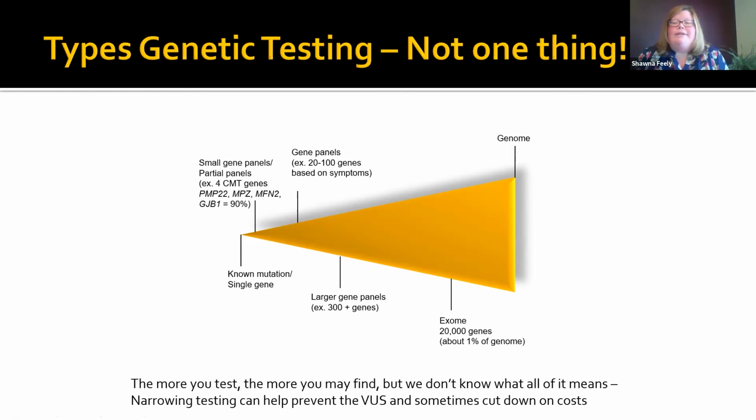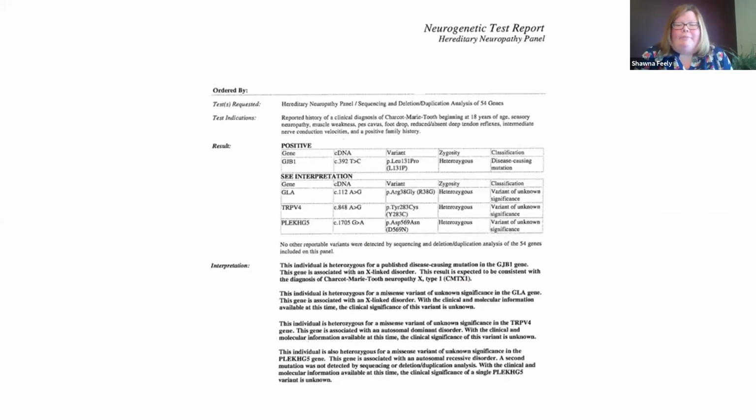So we try to narrow testing as much as possible based on symptoms. And this is just an example of a lab report showing you how complex it can be. For example, each of these is one gene. And this one individual had 3 variants of uncertain significance. The benefit here is they also did find a change in a gene called GJB1. This leads to CMTX. But the problem is that all these might also be medically impactful to this patient. So as a genetic counselor, I can't just say, okay, we found the answer. I also have to say, okay, what are these? Could they be impacting my patient or their family?